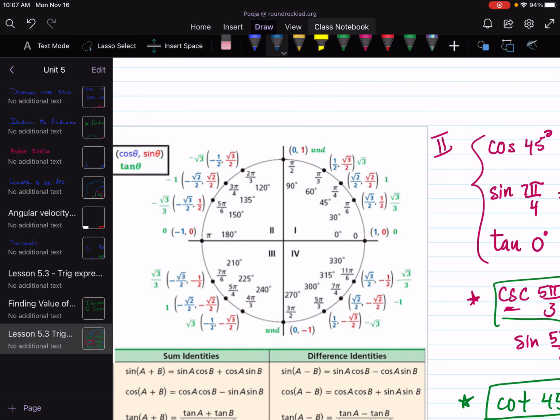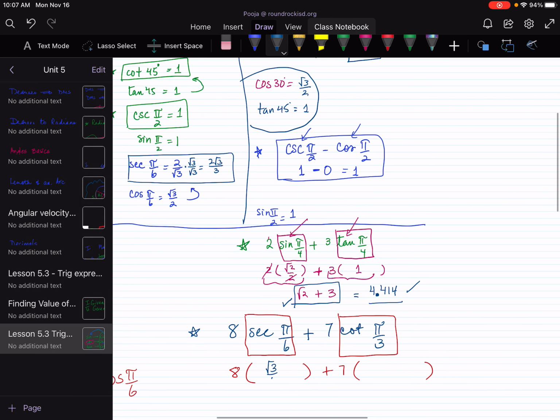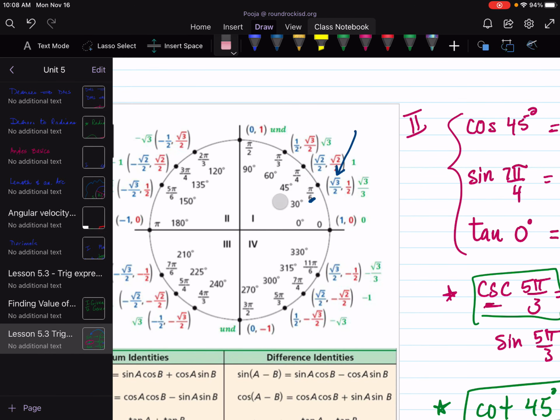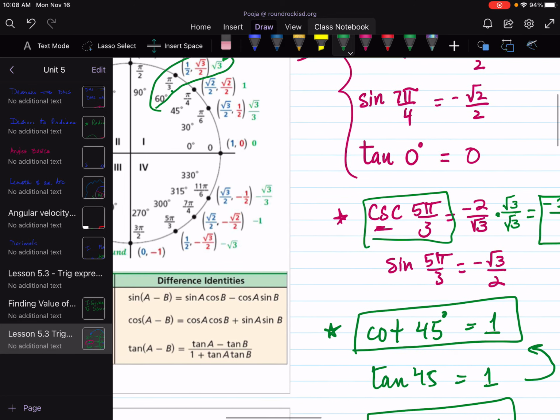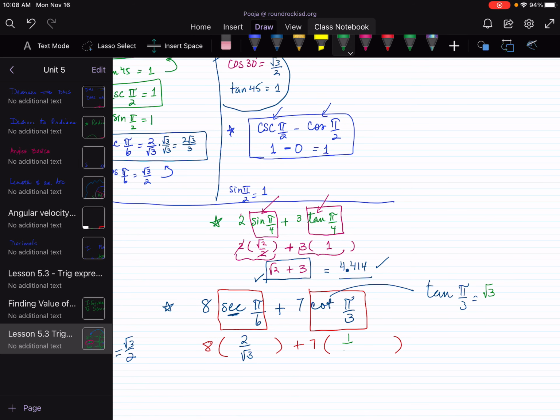Pi over 6 is right there. And cosine is the x-coordinate. So root 3 over 2. Oh no, I forgot to flip it. That's the value of cosine, root 3 over 2. But I want secant, so I have to flip my answer. There. Now for cotangent, I have to first find tangent of pi over 3. Let's go to pi over 3. There it is. And the tangent of that is this nice little root 3. So I come here, well, this is root 3. So cotangent will be the flipped version of that.